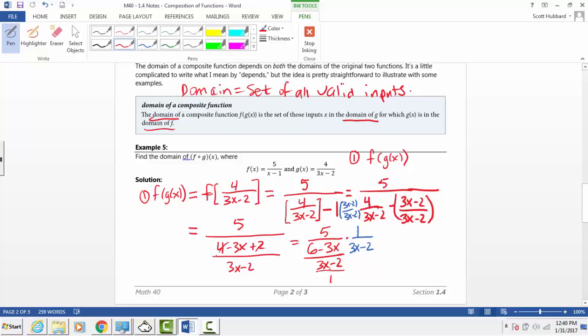Let me know if that's totally foreign to y'all, but that's basically what you do if you have a fraction over a fraction. Just flip the bottom one and bring it up and multiply. And then we get 5 over this giant mess, and I'm not going to do any more. I'm just going to leave it. Not a whole lot more that I really wanted to do on that.